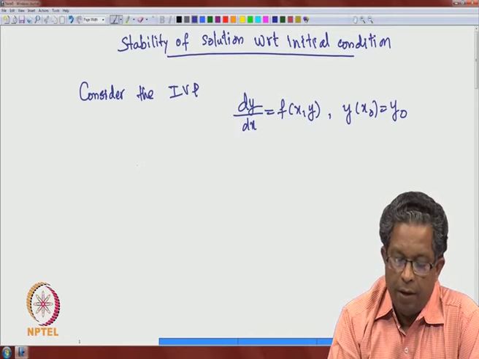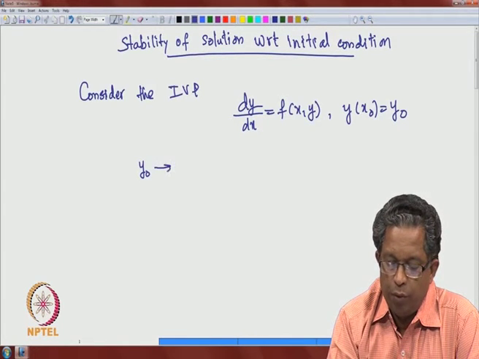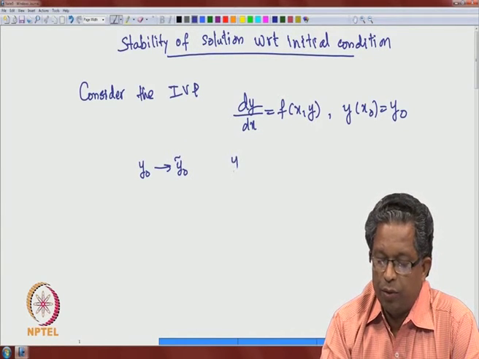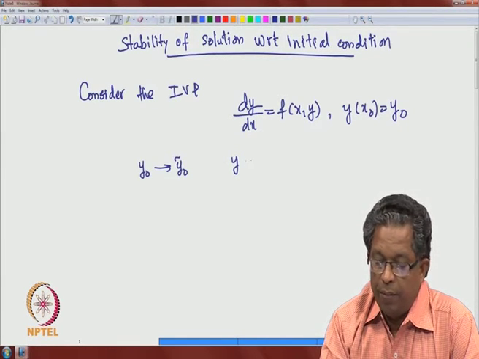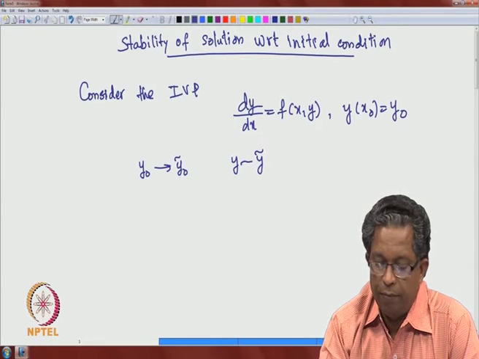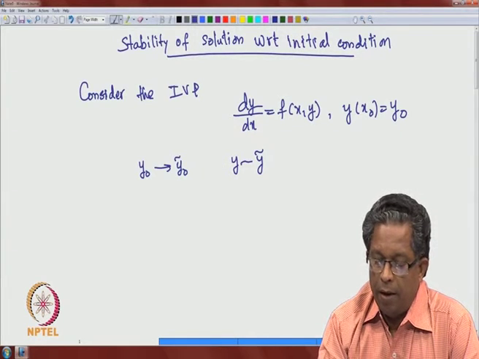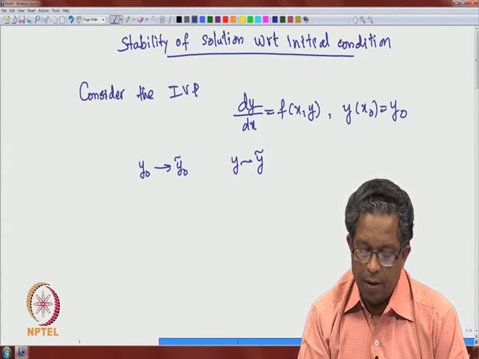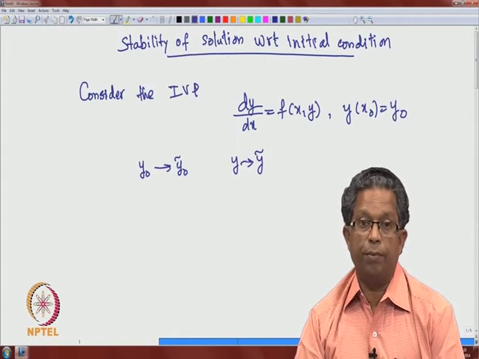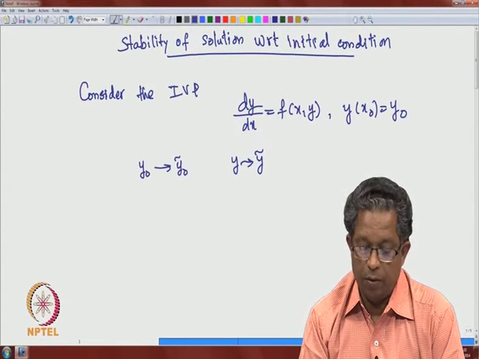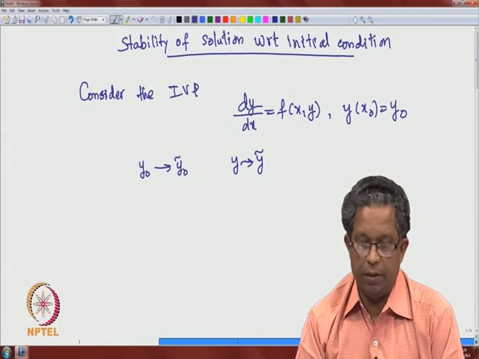And if I change y_0 to, say, y_0 tilde, if with y_0 I have a solution, say y(x), what will be the corresponding solution for y_0 tilde? What is the relationship between them? If y_0 is changed to y_0 tilde, what happens to the solution y, and if y_0 and y_0 tilde are very close, how close are y and y tilde, the corresponding solutions?